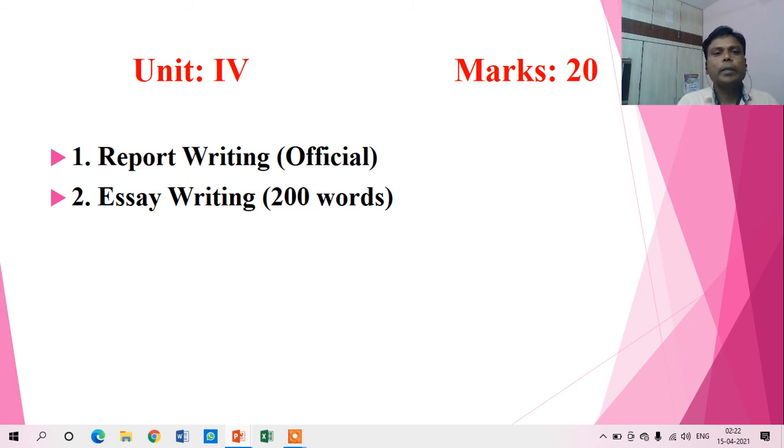Moving on to the last and final unit of our syllabus, that is unit number 4. Again, this unit carries 20 marks. There are 2 questions based on unit number 4. The first question is report writing.